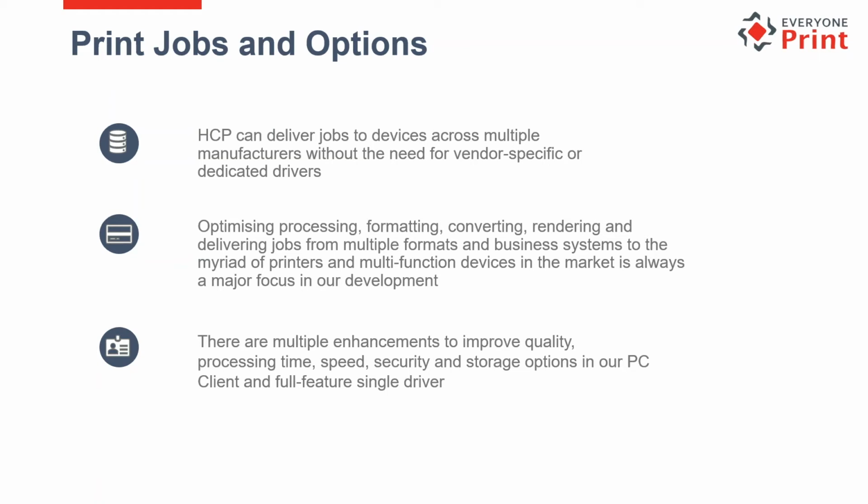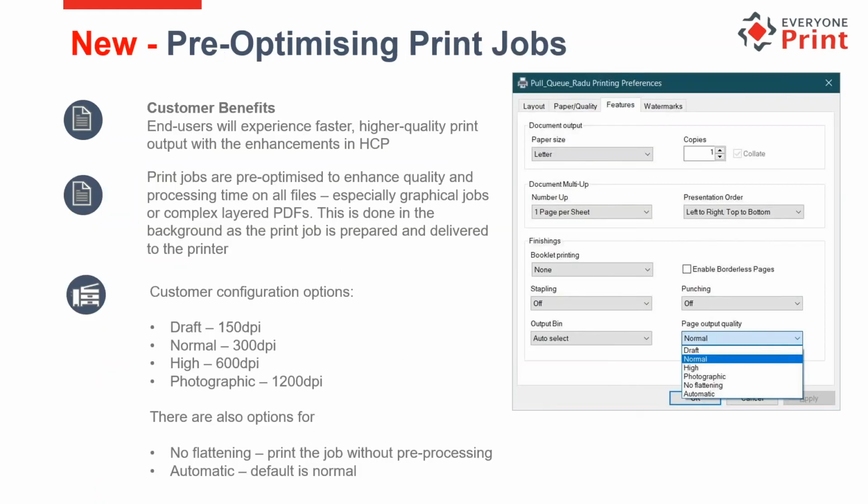There are multiple enhancements that we're going to talk about around quality, processing time, speed, security, storage options here. I'm going to go through the main highlights, and you can catch up on our partner zone with the full version history, but I'm going to just run through some of the key things that we've done. So the first one is really quite a big thing. It's done in the back end, so users don't necessarily know that this is there, but it gives a huge amount of benefit. So we have done some pre-optimization, both from the PC client and on the server side of processing jobs. This is particularly useful for large, complex PDFs and graphical jobs.